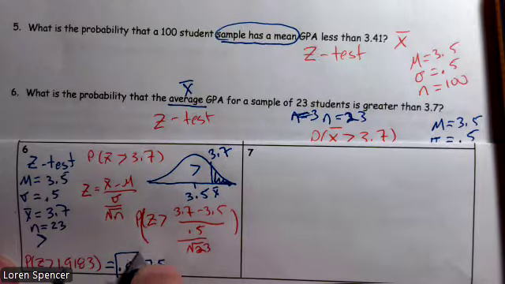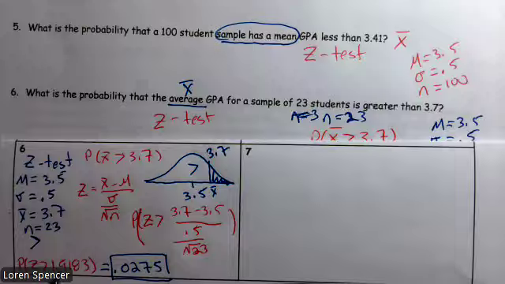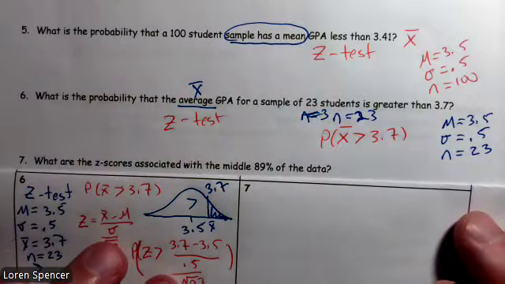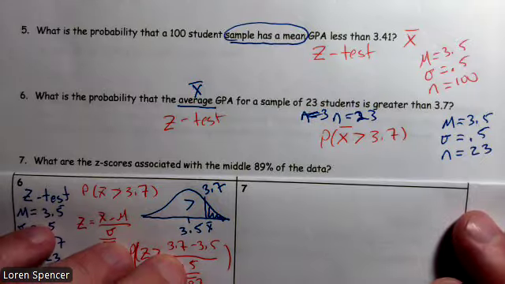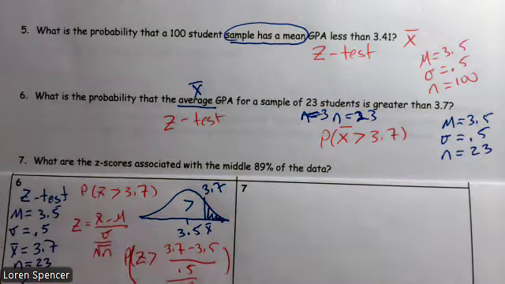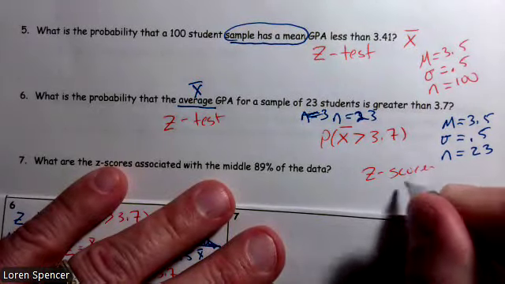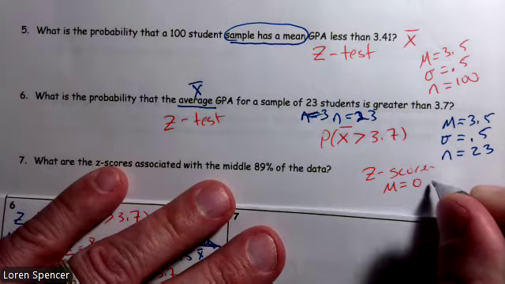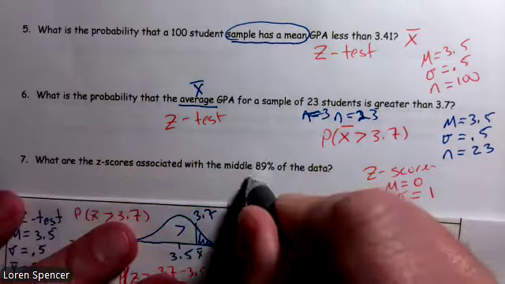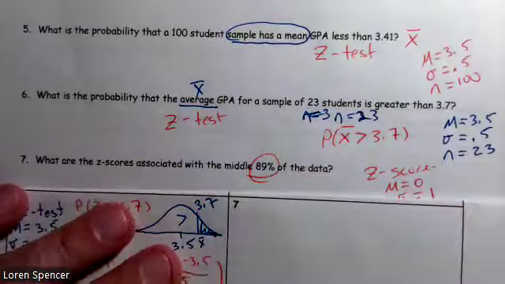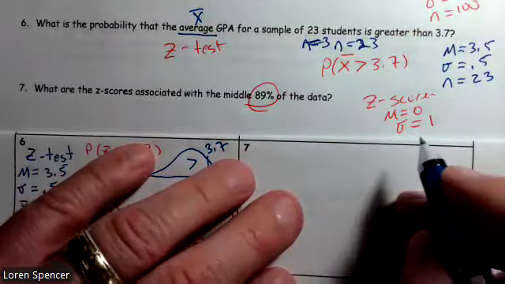And boxing our answer. Once again, anything in red not required, everything in blue is. Number 7, what are the z-scores associated with the middle 89% of the data? Well, one thing to keep in mind is all z-scores have a mean equal to 0 and a standard deviation equal to 1. And since it's giving me a percent, I know I'm working with an inverse norm. So let's go ahead and draw our picture of what this is going to look like.